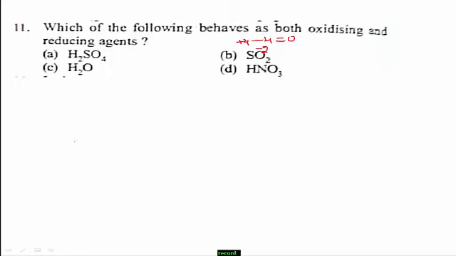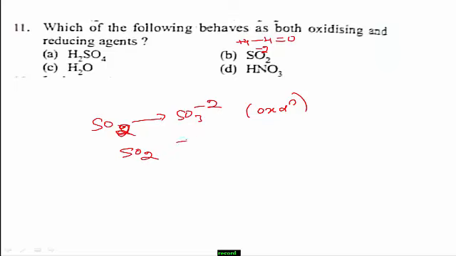SO2, right? If SO2 changes to SO3 2 minus, here oxidation takes place, right? Addition of oxygen, SO2 changes to SO3, oxidation. If in the reaction you take SO2 to only sulfur, it shows reduction, which means SO2 behaves as both oxidizing and reducing agent.